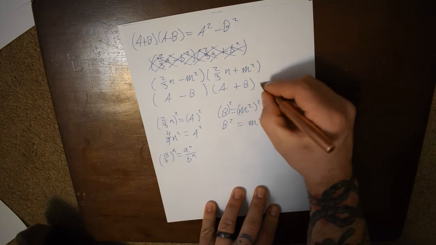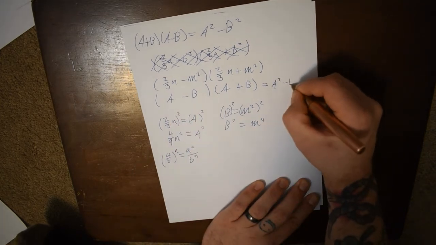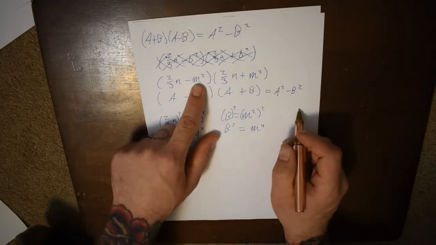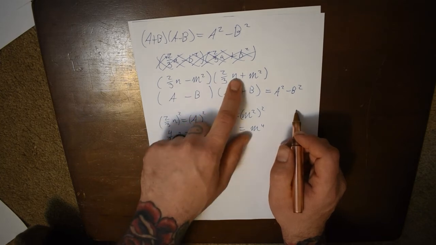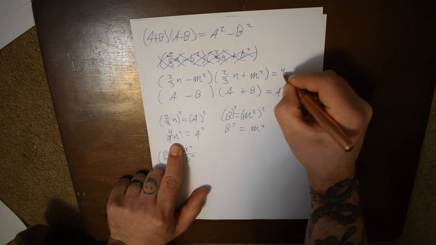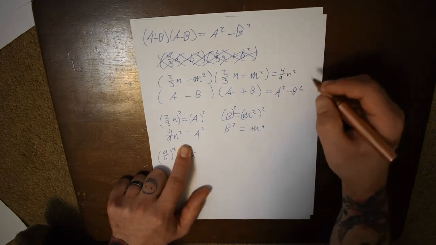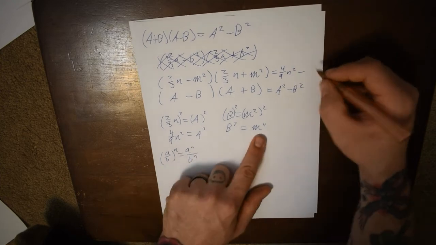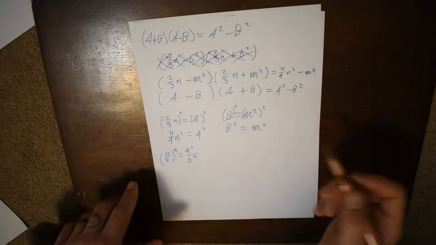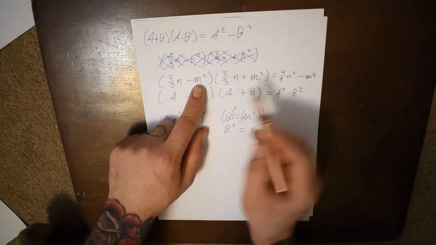Well, since we know that a minus b times a plus b is a squared minus b squared, that means 2/3 of an n minus m squared times 2/3 of an n plus m squared has to be equal to 4/9 of an n squared minus m to the 4th. Once again, we could have gone through and used our distributive property.